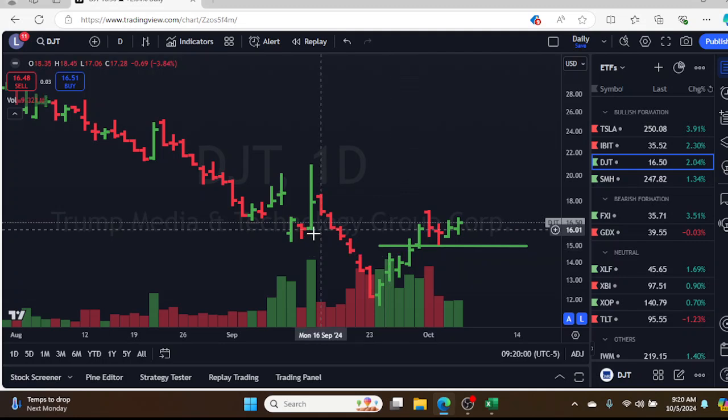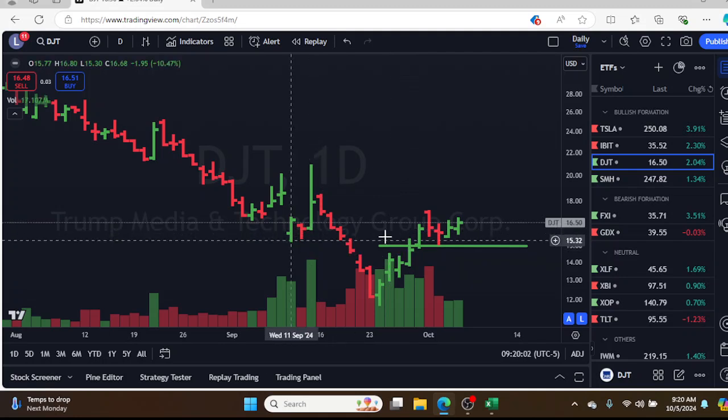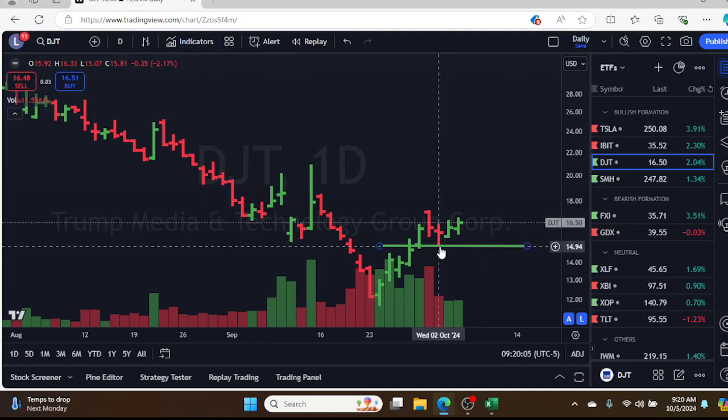It's holding kind of the base of this mother bar. So we're going to keep this in bullish formation, but as the previous two, this low right here on October the 2nd is important to hold. We're long this unless it closes below this, and then that'll probably get us out.